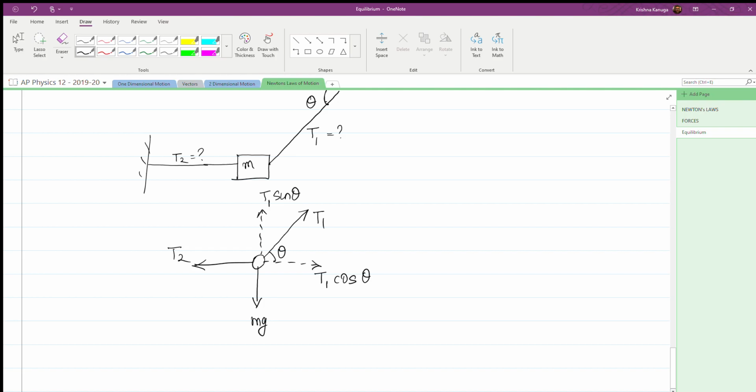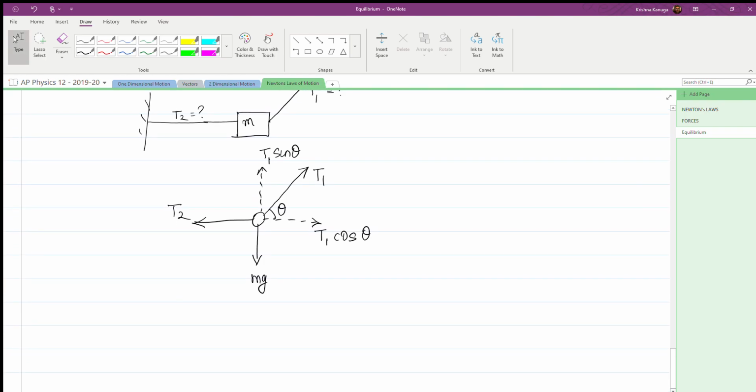Now we have the components, and we can go ahead and write down our equations. My equation along the x-axis is going to be T1 cosine theta minus T2 is equal to 0. Along the y-axis, the equation is going to be T1 sine theta minus mg is equal to 0, because those are the only two forces along the y direction. So the second equation, along the y direction, gives us T1 directly, and T1 ends up becoming mg over sine theta.